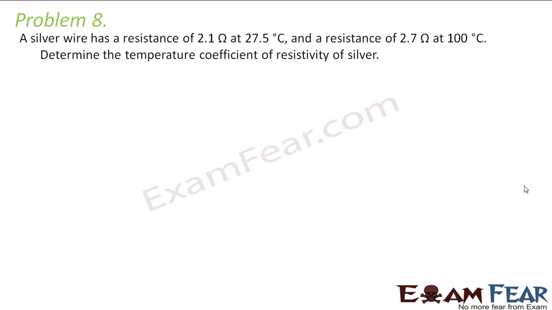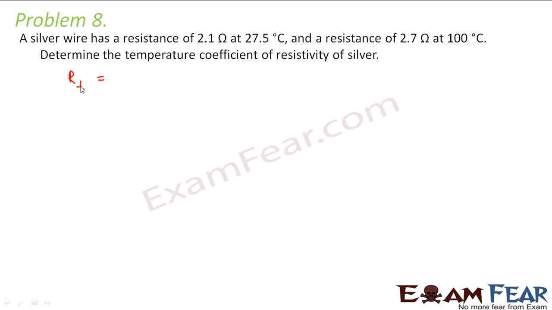This problem states that a silver wire has a resistance of 2.1 ohms at 27.5 degrees Celsius and a resistance of 2.7 ohms at 100 degrees Celsius. Determine the temperature coefficient of resistivity of silver.